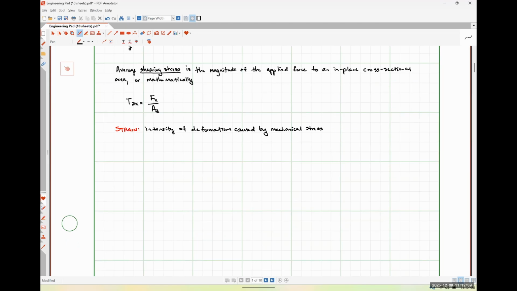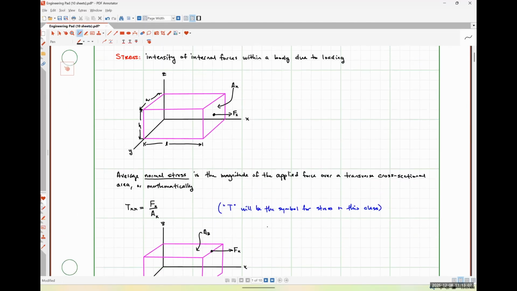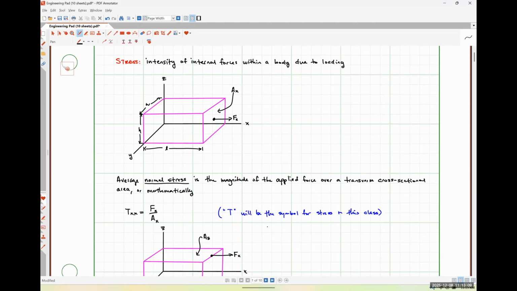So if we go back to our normal stress diagram here really quickly, if we apply this force in the x direction, what should we expect to happen? Okay, so what kind of deformation might we expect to see? Anybody have any thoughts? So if I pull on an elastic body in the x direction, what's going to happen to it? It's going to get longer in the x direction.